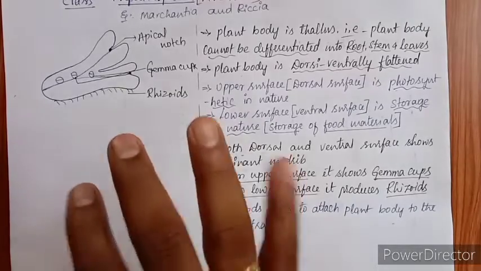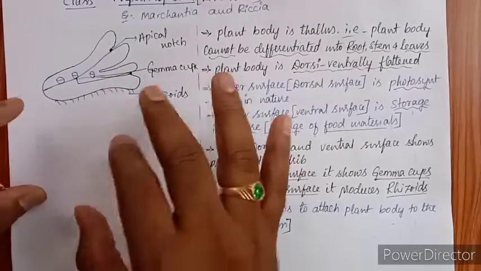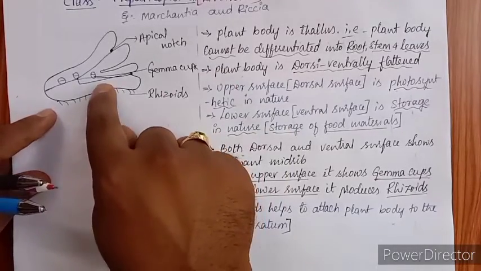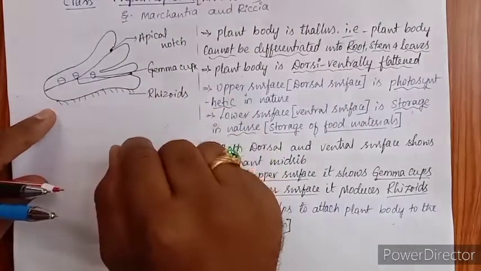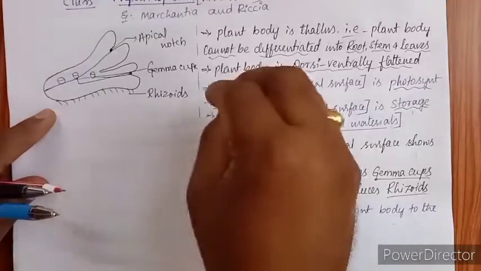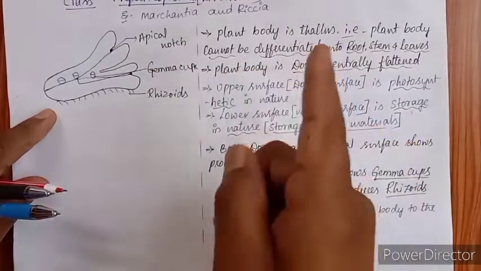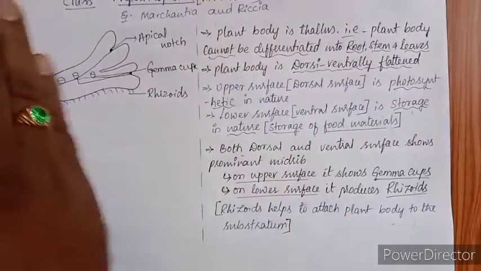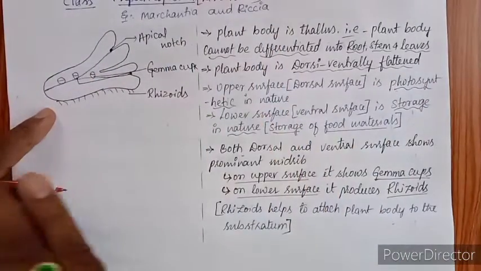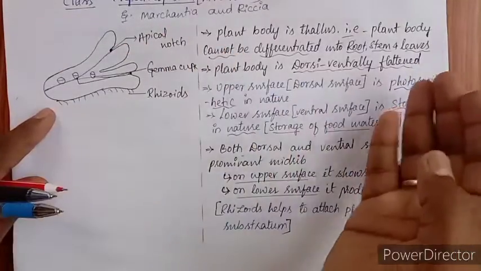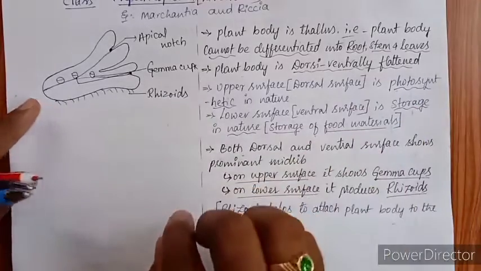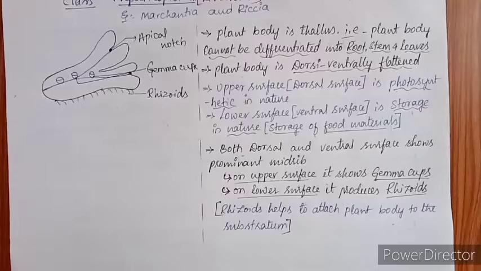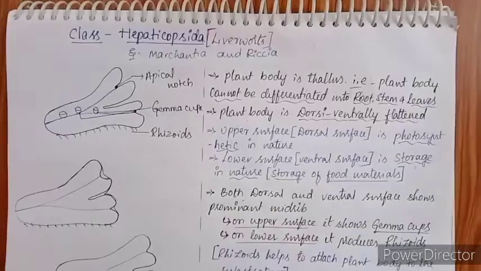Basically, when we think of male and female reproductive structures, these Hepaticopsida, or this Marchantia, is a sexually dimorphic or dioecious plant. It means that the male thallus and female thallus, the plant body being thallus, are different. The male plant is different and the female plant is different. That is what we call dioecious or sexually dimorphic. The male reproductive structure is called antheridia and the female reproductive structure is called archegonia.